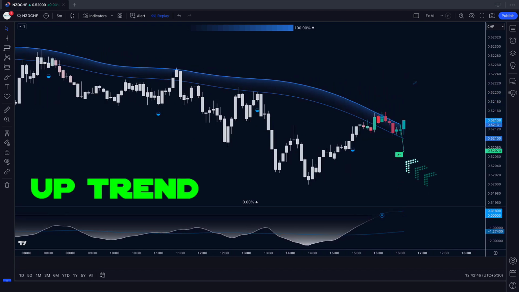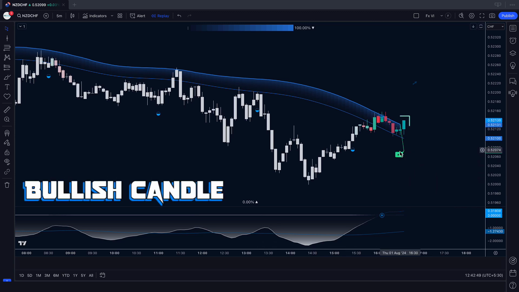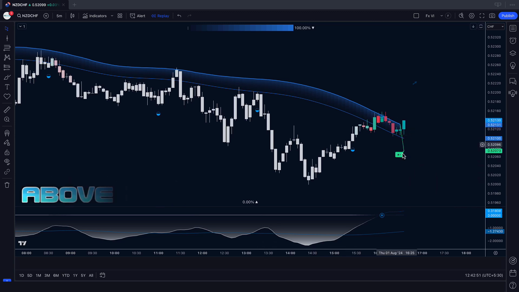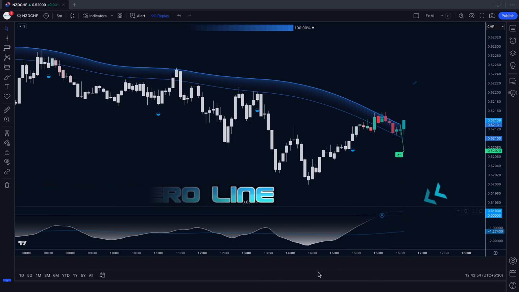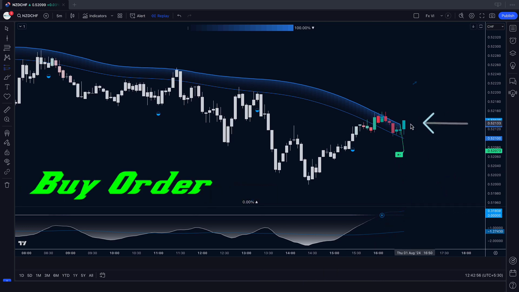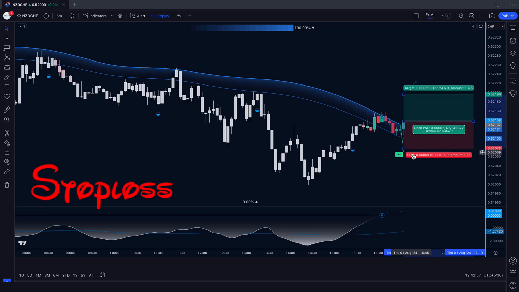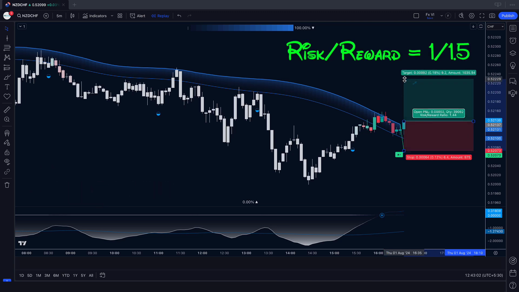When the volatility Gaussian bands indicator gives us uptrend signals, when the market forms a bullish candle, and the regression line of the regression indicator is above the zero line, if this condition is fulfilled, then we will place a buy order. Our stop loss will be placed at the lower level of the volatility Gaussian bands indicator, and the risk to reward ratio will be 1:1.5.